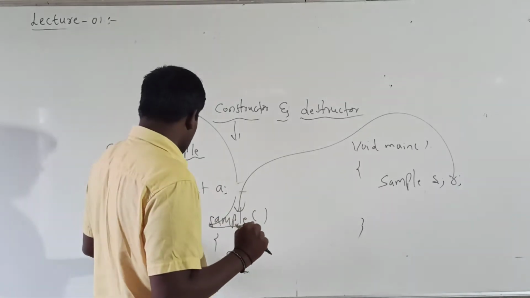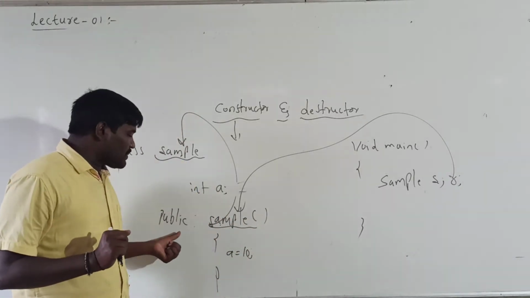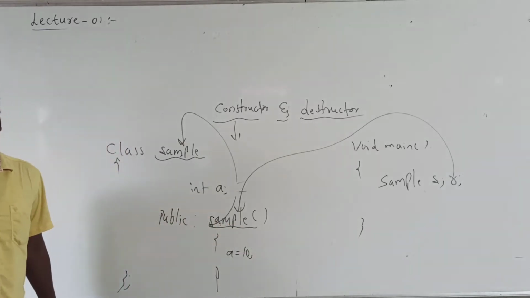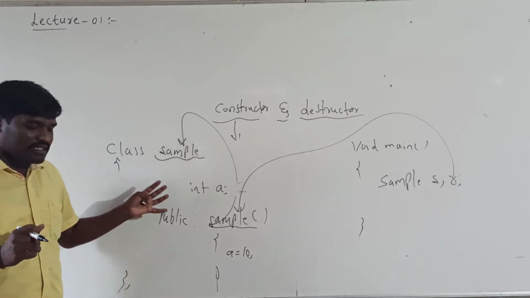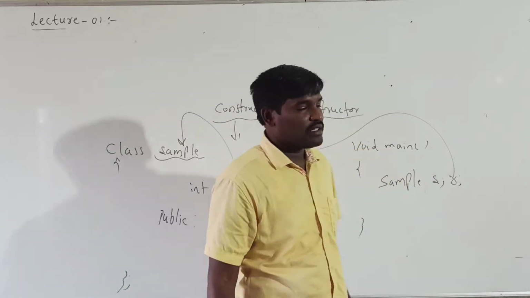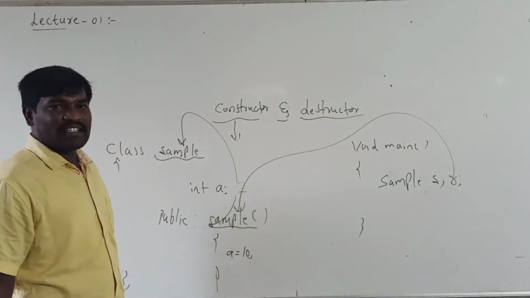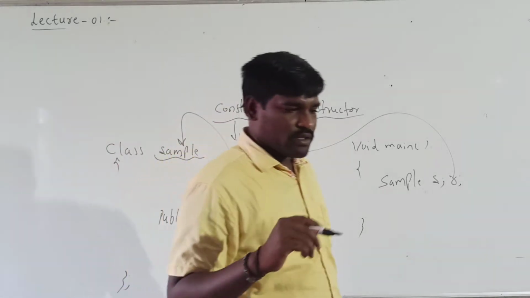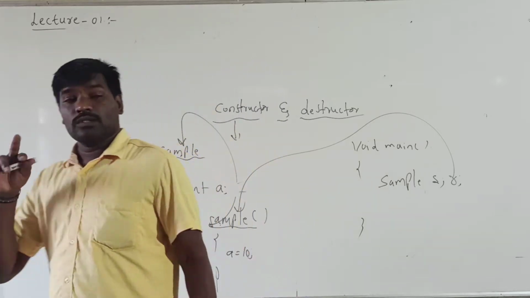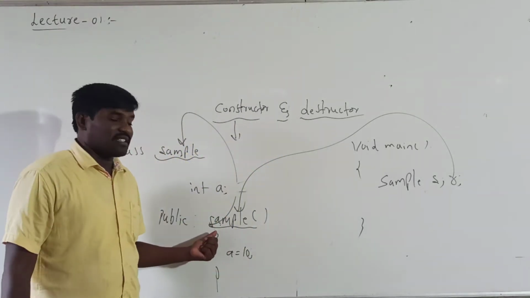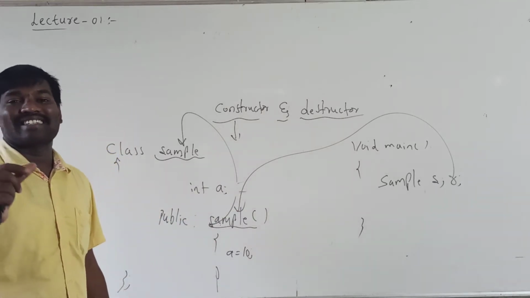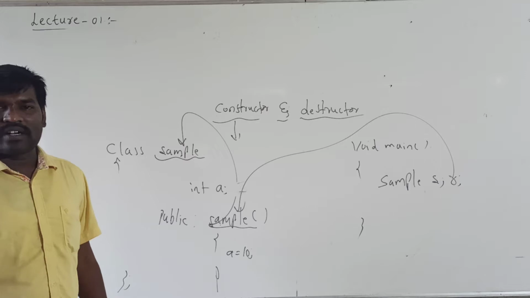Third point: it must be defined in the public section of the class. See here, public sample. Compulsorily, a constructor must be defined in the public section. Fourth point: if you write a function, we have to mention void read, void display, void compute like that. But here there is no void, no int. It means that a constructor does not have any return type. That is also one rule or characteristic.